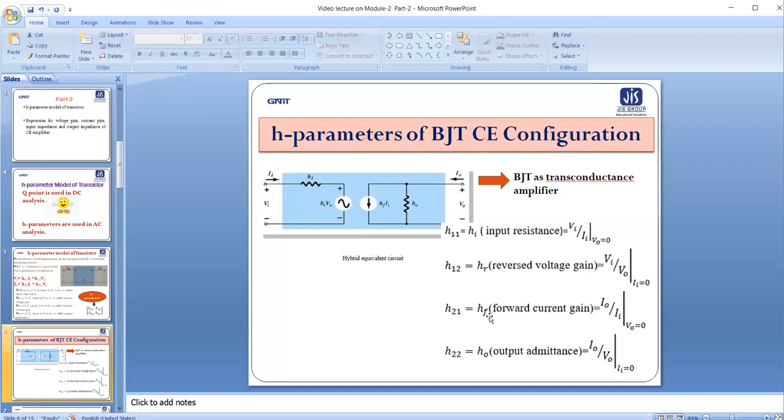h21 equals hf, forward current gain. It is equal to Io by Ii, Vo equals 0. And the last one, h22, is called ho, output admittance, Io by Vo when Ii equals 0. So this is the generalized hybrid parameter model of a transistor.